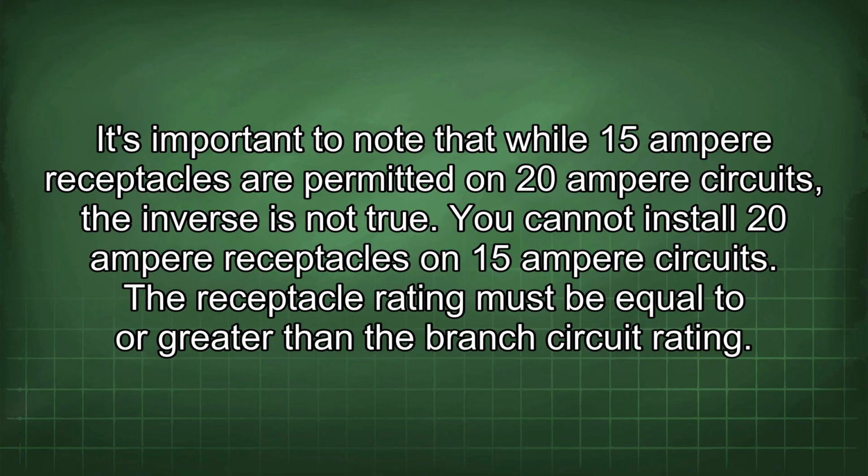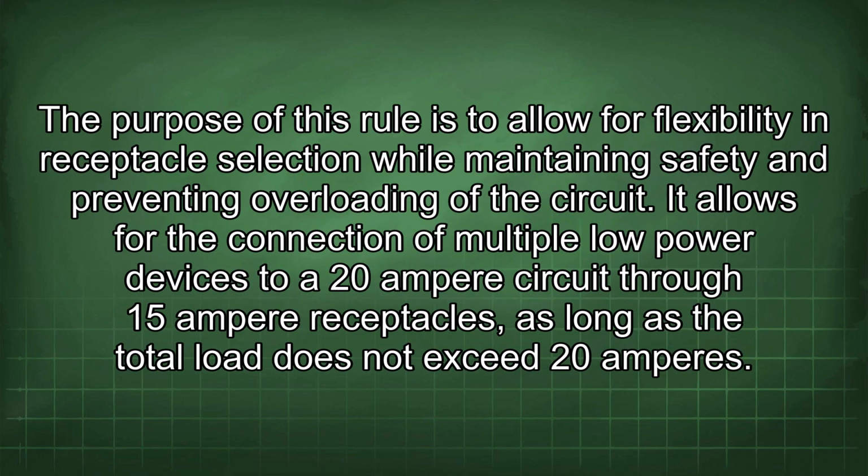It's important to note that while 15 ampere receptacles are permitted on 20 ampere circuits, the inverse is not true. You cannot install 20 ampere receptacles on 15 ampere circuits. The receptacle rating must be equal to or greater than the branch circuit rating. The purpose of this rule is to allow for flexibility in receptacle selection while maintaining safety and preventing overloading of the circuit. It allows for the connection of multiple low-power devices to a 20 ampere circuit through 15 ampere receptacles as long as the total load does not exceed 20 amperes.